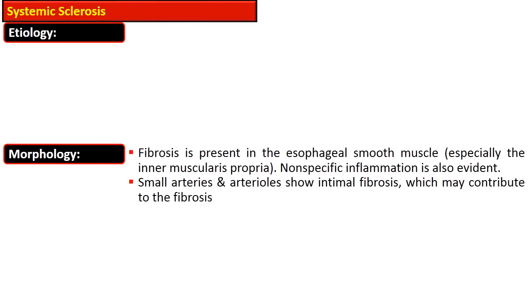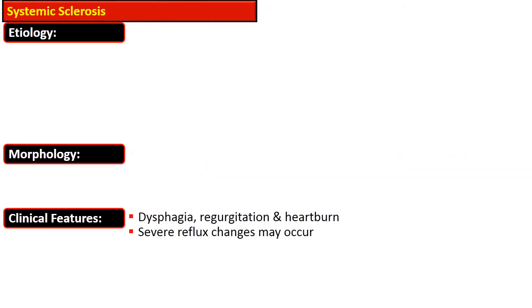The morphology of this condition is fibrosis present in the esophageal smooth muscle, especially in the inner muscularis propria. There is also non-specific inflammation, and small arteries and arterioles show intimal fibrosis, which may contribute to the fibrosis. It is clinically recognized as dysphagia, regurgitation and heartburn, or severe reflux changes.